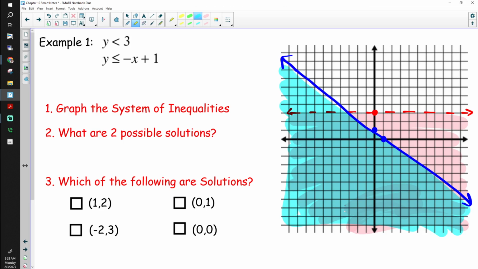Okay, our 2 shaded regions, our red and our blue, overlap right here. Right here is where both colors touch. Where your 2 colored pencil colors overlap, that's where all of our solutions are. So that is what the graph of our inequality looks like.